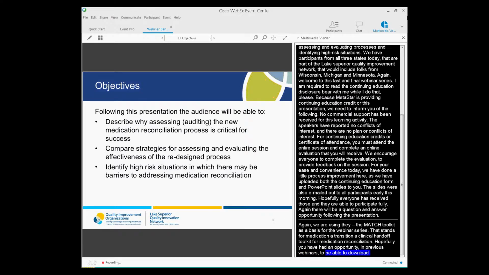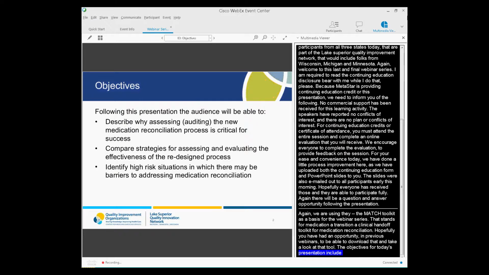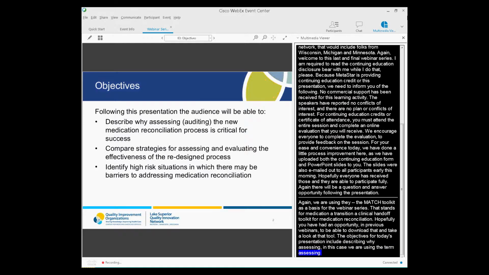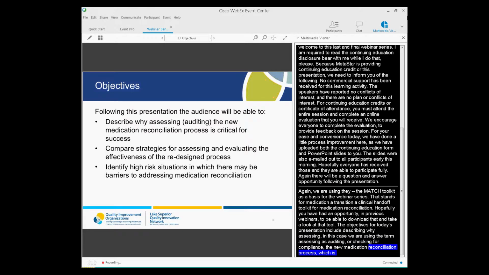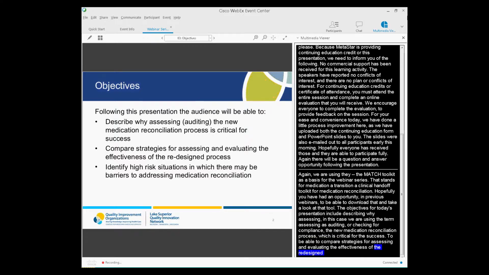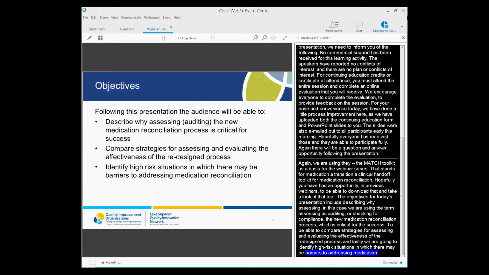So the objectives for today's presentation include describing why assessing, and in this case we're using the term assessing as auditing or checking for compliance, the new medication reconciliation process is critical for success; to compare strategies for assessing and evaluating the effectiveness of the redesign process; and then lastly, to identify high-risk situations in which there may be barriers to addressing medication reconciliation and offer some opportunities to work through those barriers.